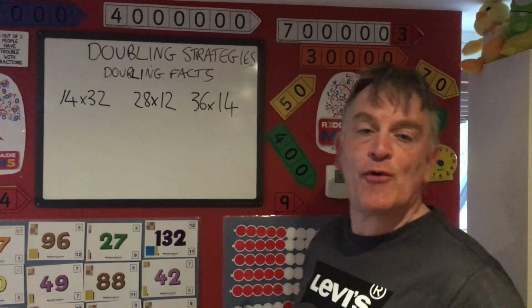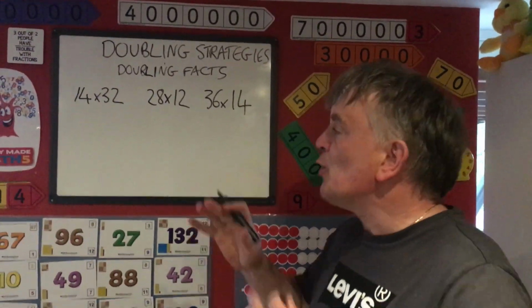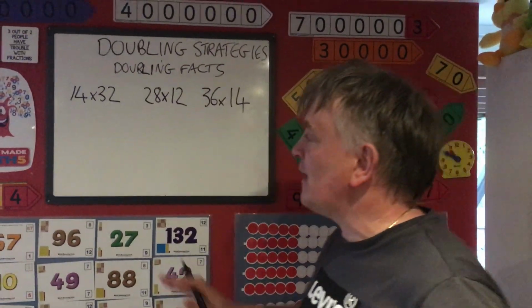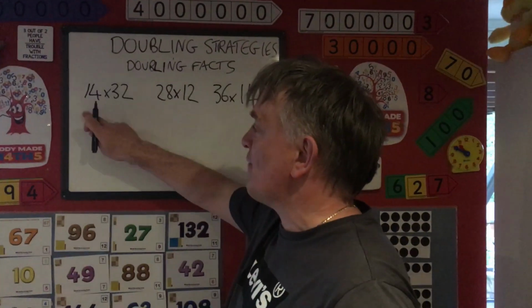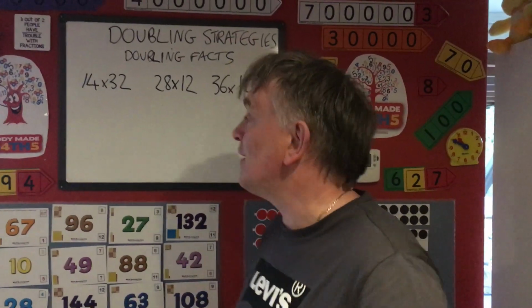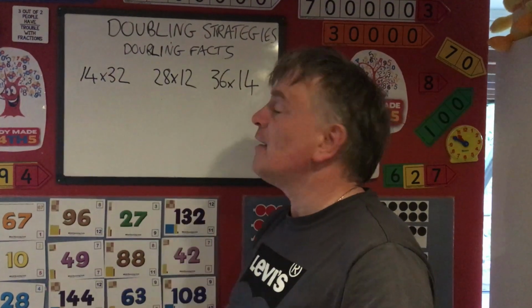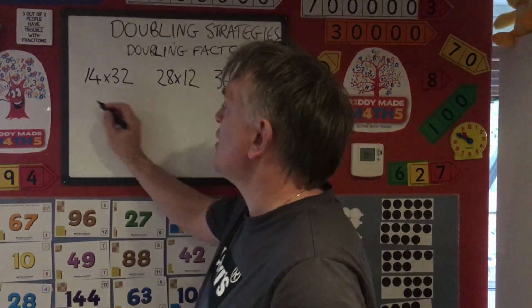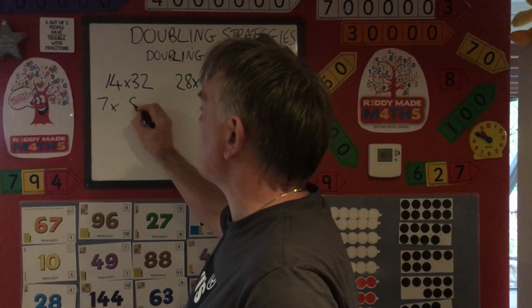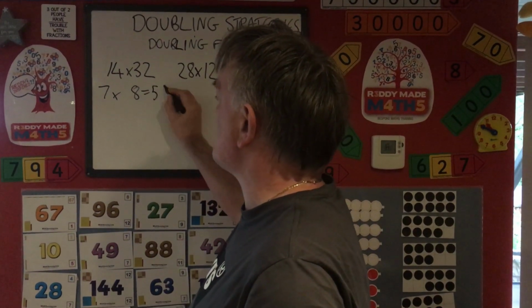Let's start off then with 14 multiplied by 32. What we'd originally think, looking at what we did previously, was we'd have those numbers and we'd end up with 7 multiplied by 16. That's still a little bit too complicated, so let's go back a little bit further to 7 multiplied by 8. So 7 multiplied by 8 equals 56.